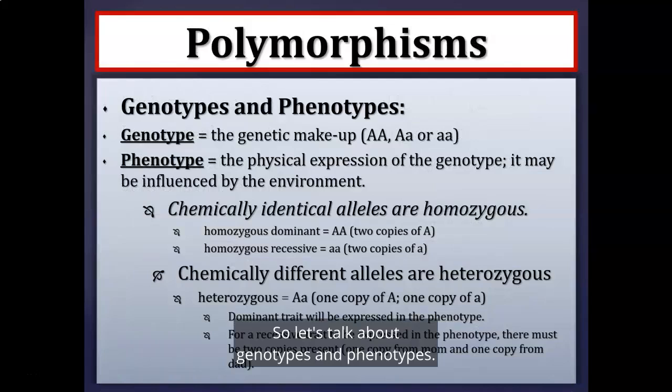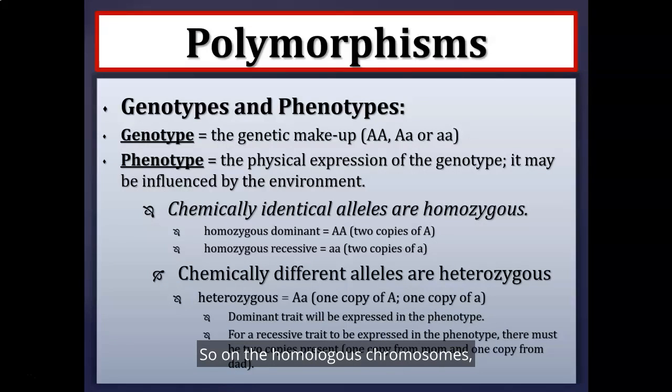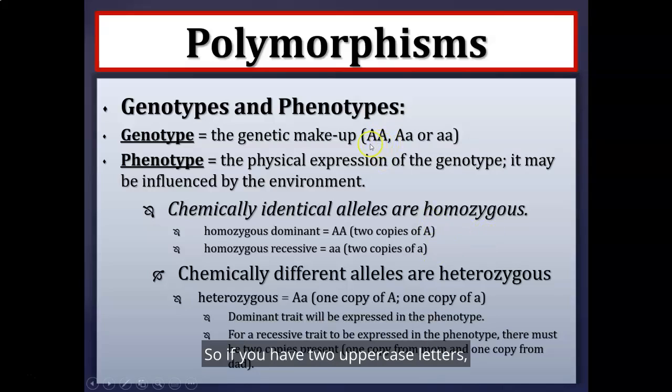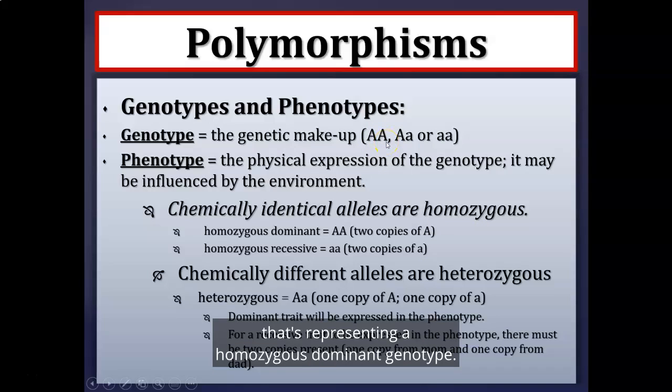All right, so let's talk about genotypes and phenotypes. Just like it sounds, a genotype is the genetic makeup of an organism. On the homologous chromosomes, if you receive a dominant allele from both parents, you're always going to represent a dominant allele with an uppercase letter. So if you have 2 uppercase letters, that's representing a homozygous dominant genotype.